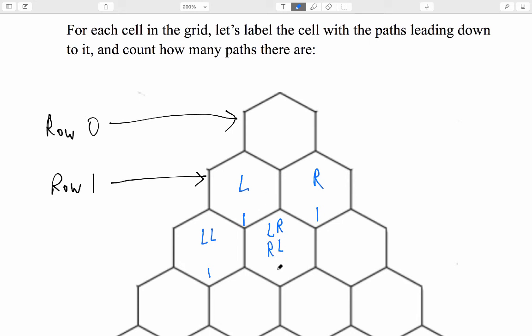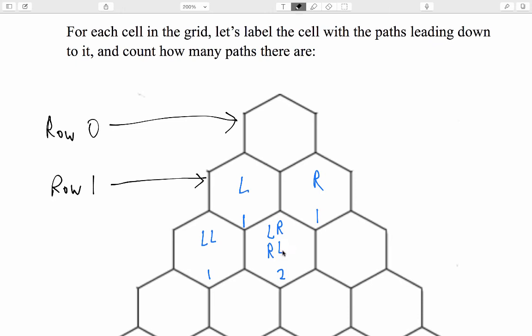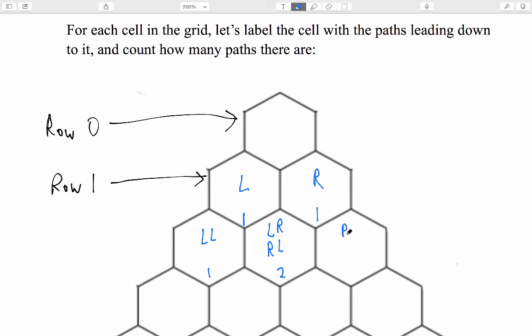This method is systematically enumerating for us what the two-letter words are, and it's counting how many there are that land in the same location, with a certain number of L's and R's. Right here we've just written out all the two-letter words with one L and one R. In this last cell of row 2, we have RR. There's only one way of getting from the top of the grid down to this location. So that was row 2.